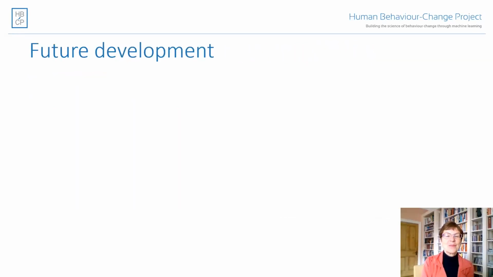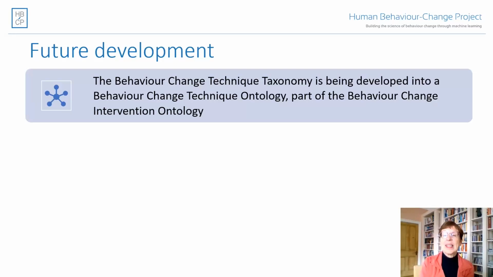So, future development. The behaviour change technique taxonomy is actually being developed into an ontology. This means that we'll be able to make a more extensive ontology, which is a more elaborate type of taxonomy. We're going to have better labels and definitions and be looking at the relationships between behaviour change techniques. And all of that will be done on the basis of feedback that we've got from many different exercises over the years, and looking at literature and doing our own ontological consensus exercise.